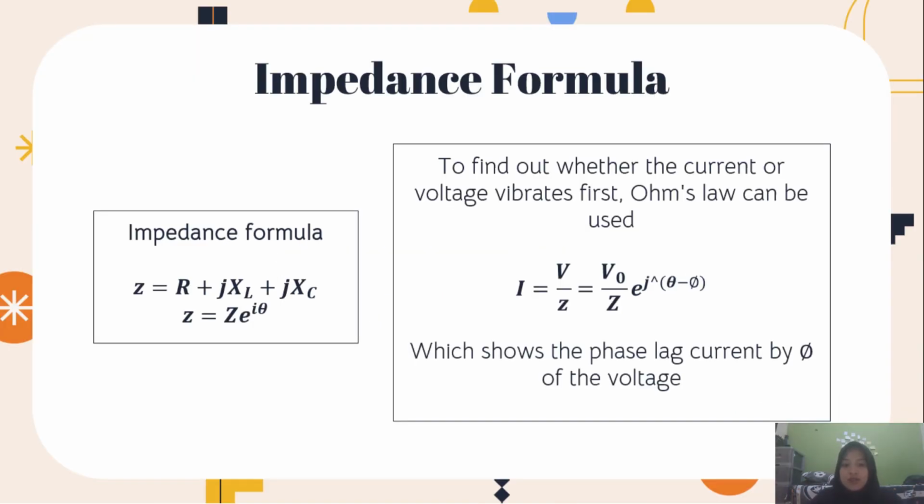Next, for the impedance formula, we have Z is equal to R plus jXL plus jXC, or Z is equal to capital Z times e to the power of j theta. And then to find out whether the current or voltage vibrates first, Ohm's law can be used. The formula is I is equal to V over Z, which is equal to V initial over capital Z times e to the power of j (theta minus phase). We see that the phase lags the current by the phase of the voltage.